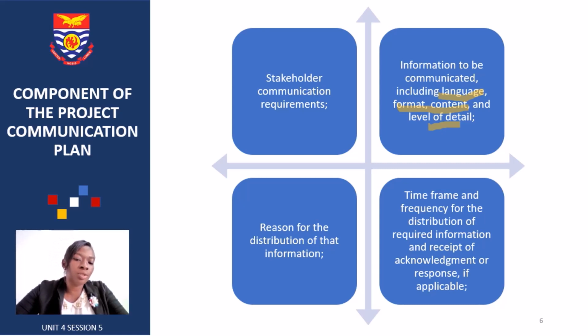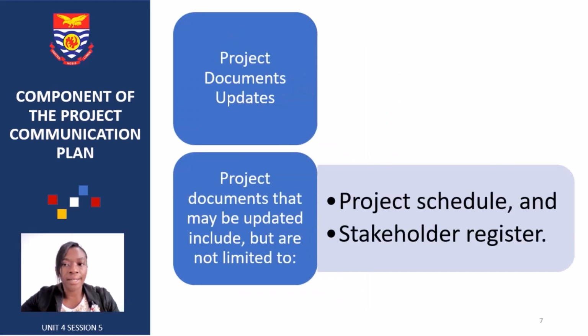The reason for the distribution of that message is also very key, and then the time frame we have for it. Some means are faster than others. Obviously, sending a letter is way slower, especially when the hierarchies or the lines of communication are many. By the time it gets to the person, time has gone. But a phone call or an email could have done the job way faster. So the time frame and the frequency of distribution required for the information, and receipt of acknowledgement response, is also something that has to be considered.